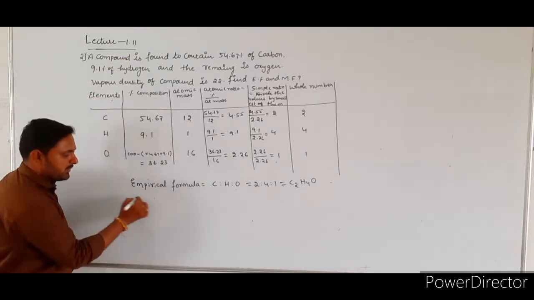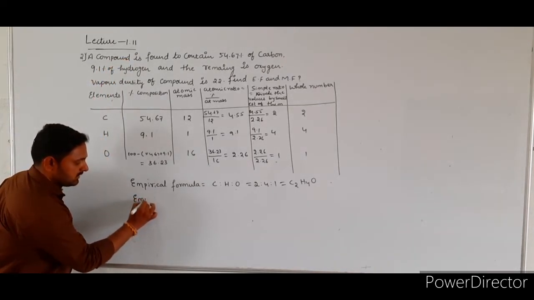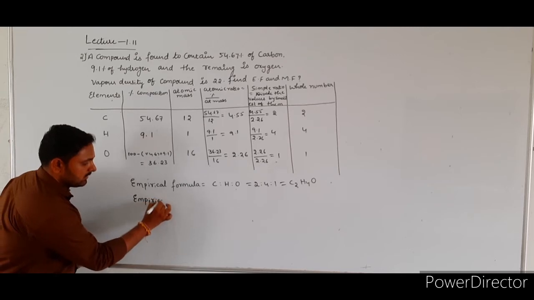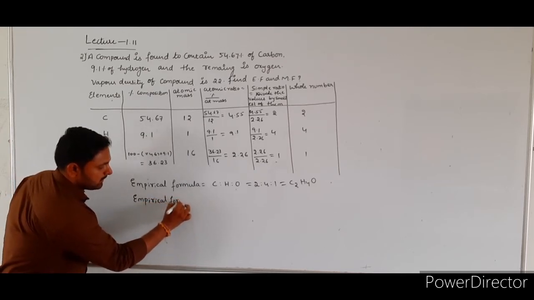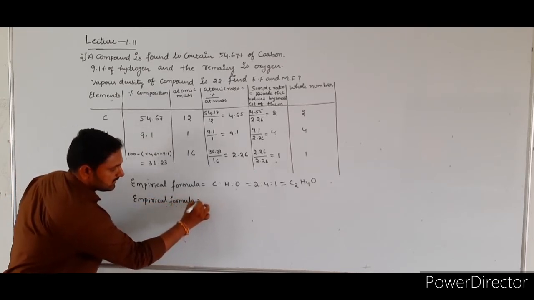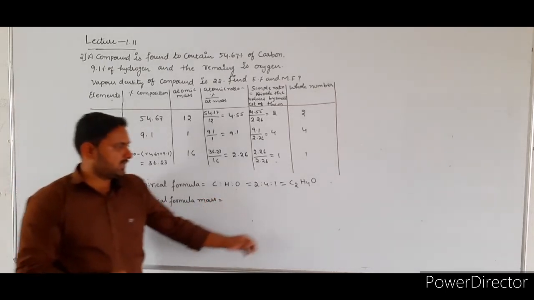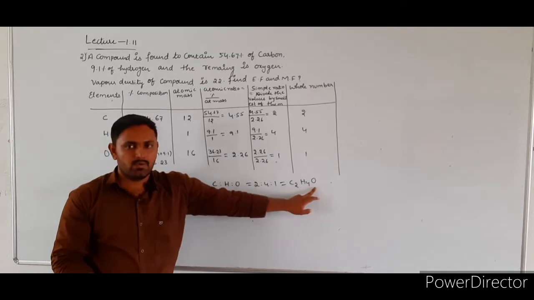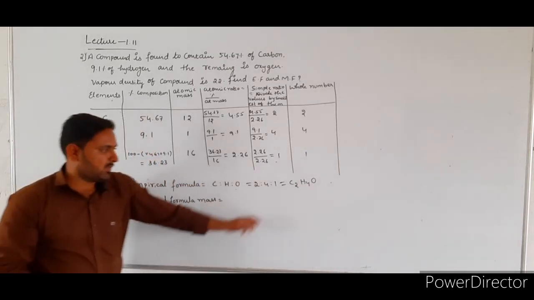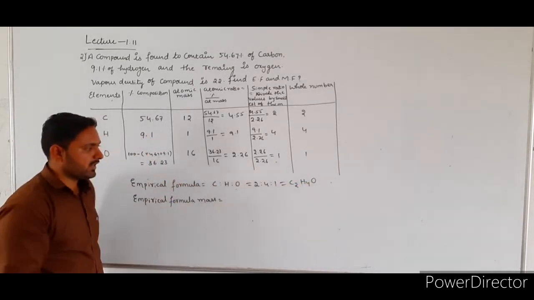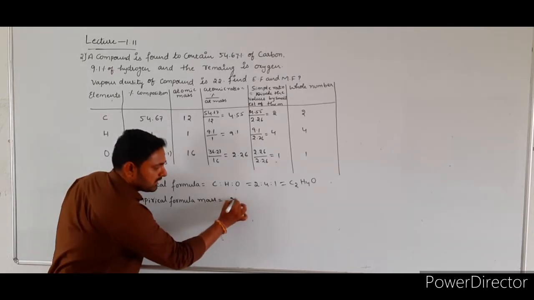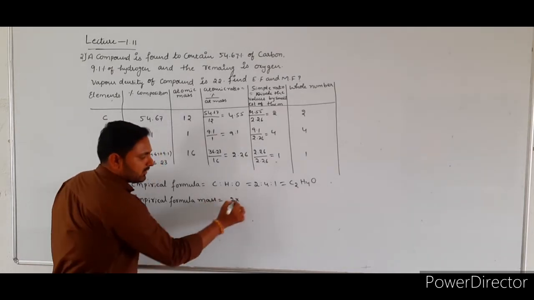Next you calculate the empirical formula mass. What is the empirical formula? The empirical formula is C2H4O. Now you calculate the mass of this formula. How many carbon atoms are there? There are 2 carbons. What is the atomic mass of 1 carbon?